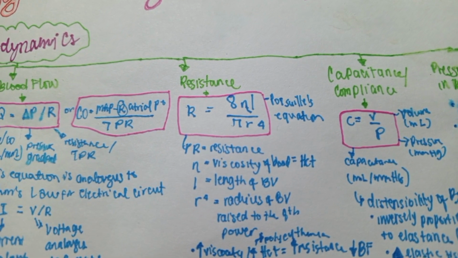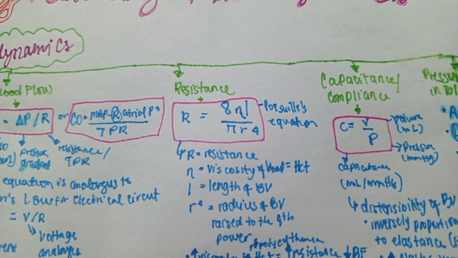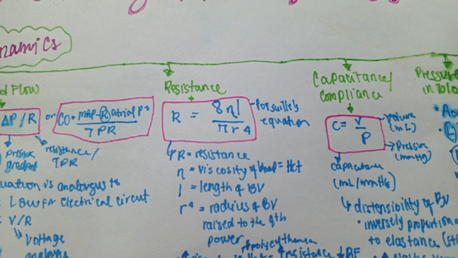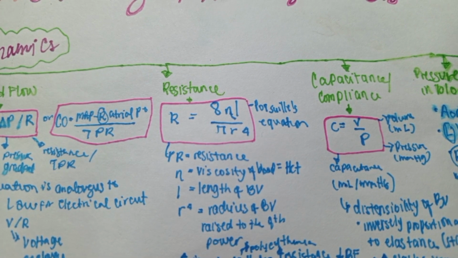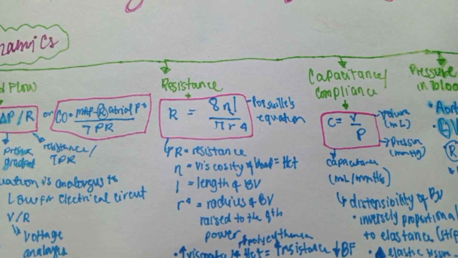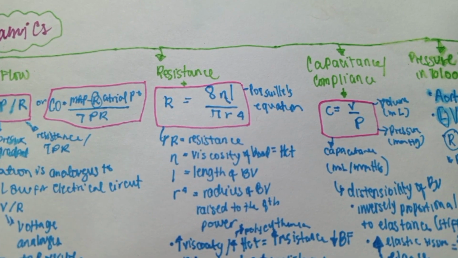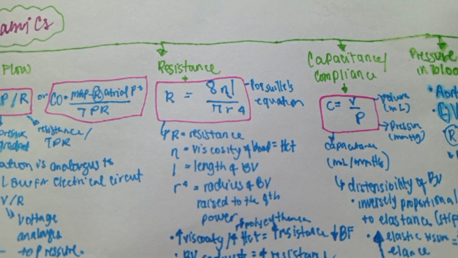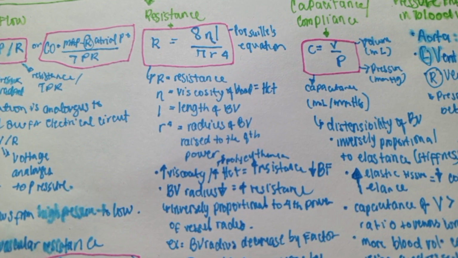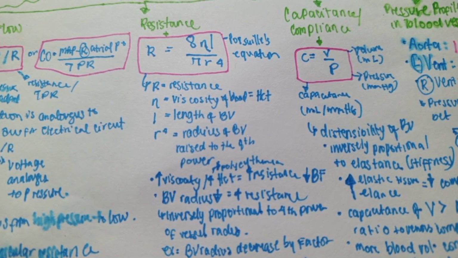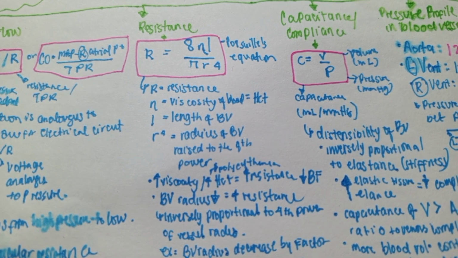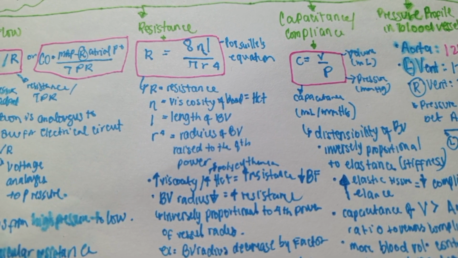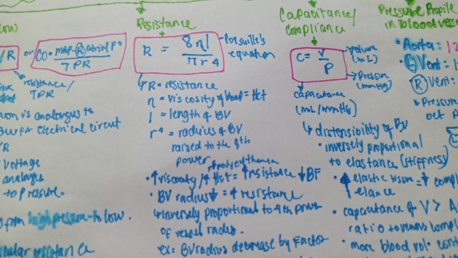Here in the resistance, we have what we call the Poiseuille equation. This equation indicates that the resistance is equal to the viscosity of the blood and the length of the blood vessel, over the radius of the blood vessel raised to the fourth power. So this is the Poiseuille equation. The viscosity of the blood is related to the hematocrit. So the more viscous the blood is, the higher the hematocrit, as in polycythemia. The more the viscosity or hematocrit increases, the more the resistance increases. And if the resistance is increased, therefore the blood flow will be decreased.